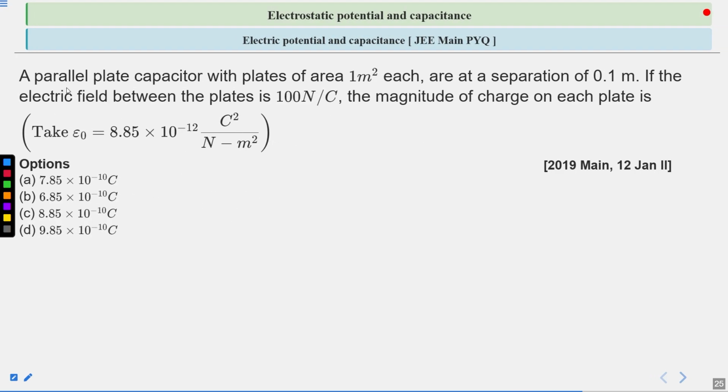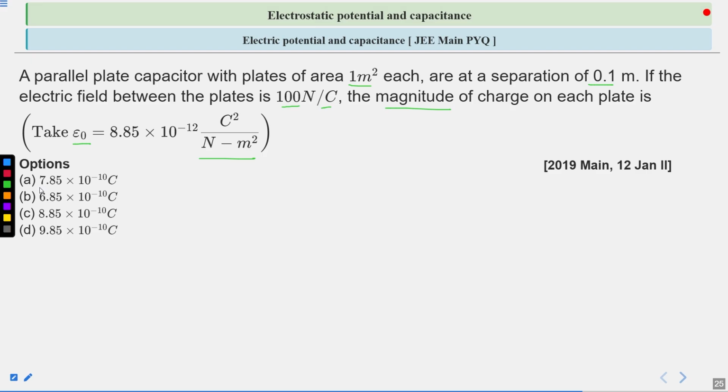So this question: a parallel plate capacitor with plates of area 1 meter square each are at a separation of 0.1 meter. If the electric field between the plates is 100 Newton per coulomb, the magnitude of the charge on each plate is? Take epsilon naught as 8.85 into 10 to the power minus 12 coulomb square per Newton meter square. So a parallel plate capacitor is there, the area of its plates is 1 meter square, the separation is 0.1 meter, and the electric field between the plates is 100 Newton per coulomb.